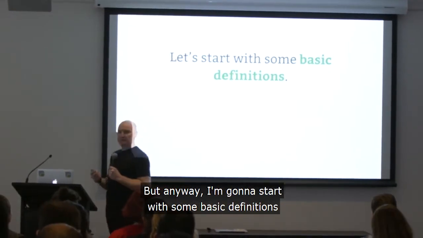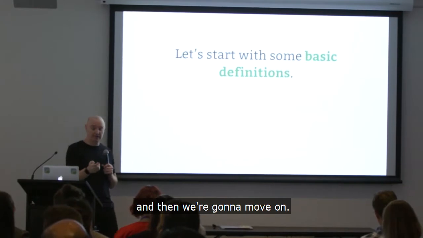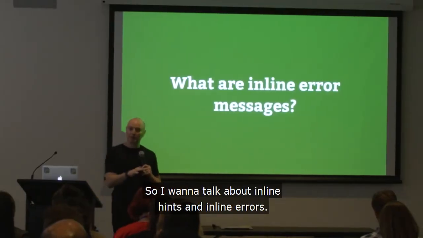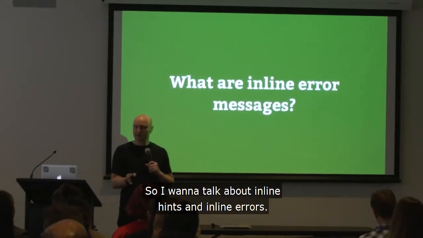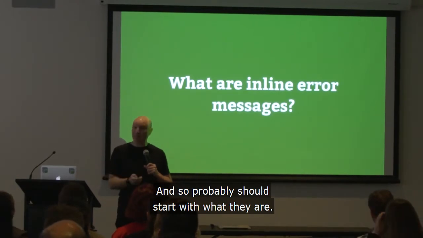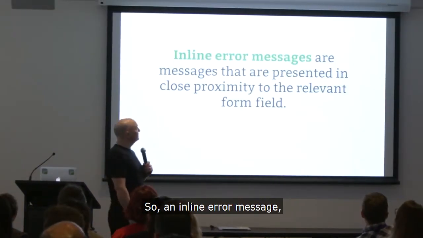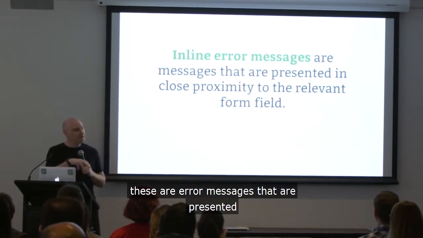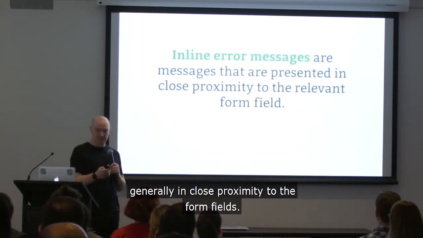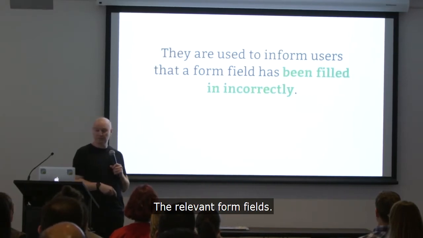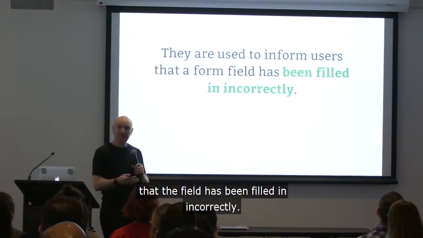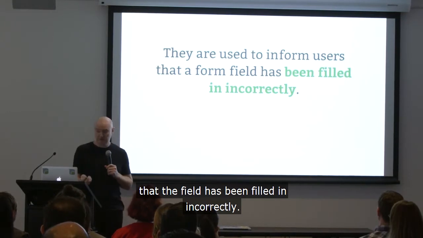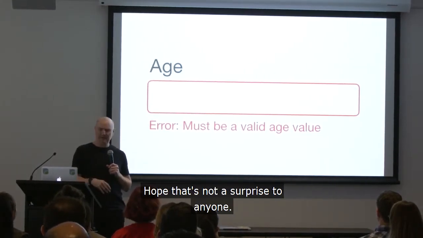But anyway, I'm going to start with some basic definitions and then we're going to move on. So I want to talk about inline hints and inline errors, and probably should start with what they are. An inline error message is an error message presented generally in close proximity to the relevant form fields. They're normally used to show that the field has been filled in incorrectly. Hope that's not a surprise to anyone.